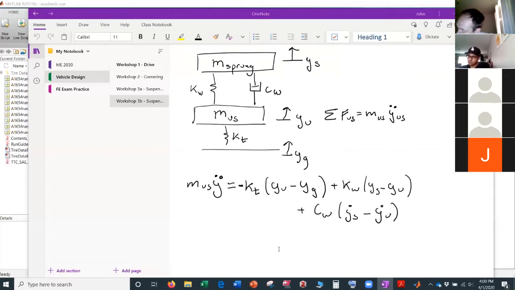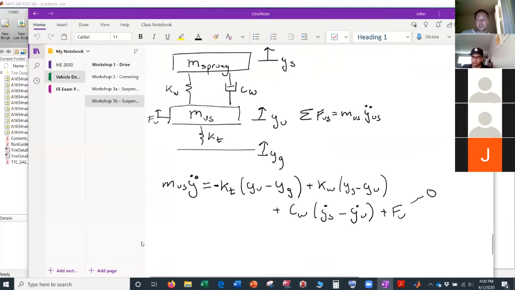Plus, let's say maybe there's just a force on the unsprung mass. We're just going to say this is 0, but we can leave it in your code so that you can put more stuff, right? Like there might be aero forces on the sprung mass eventually, right? So we'll leave it in as a little term.